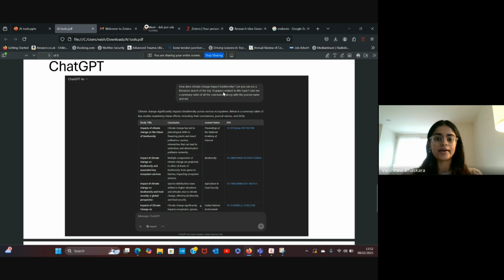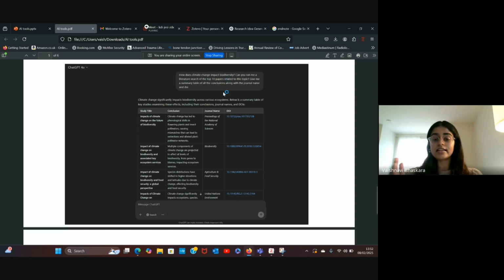So for instance, you can see over here, how does climate change impact biodiversity? I've asked it a prompt and said, can you run me a literature search of the top 10 papers, and just give me a summary table of all the conclusions, and give me the DOI. With that DOI, you can actually open it up and see what the real article is. So that makes the process a little bit easier.